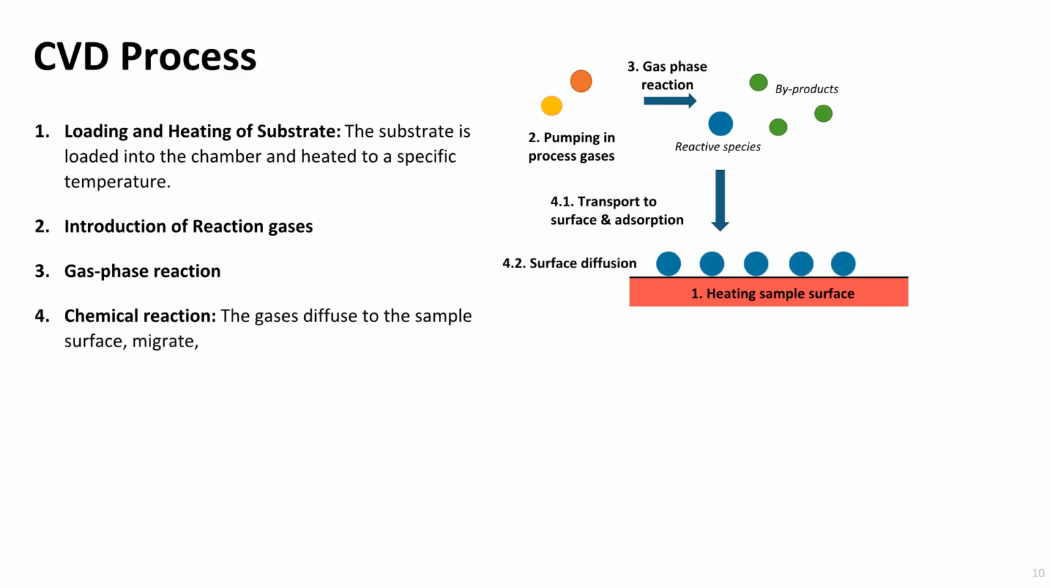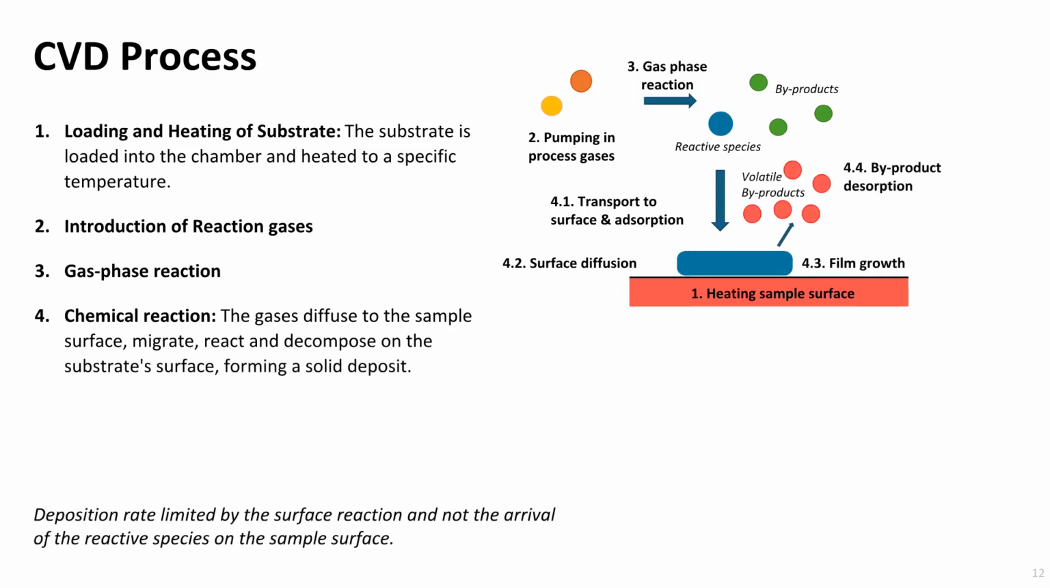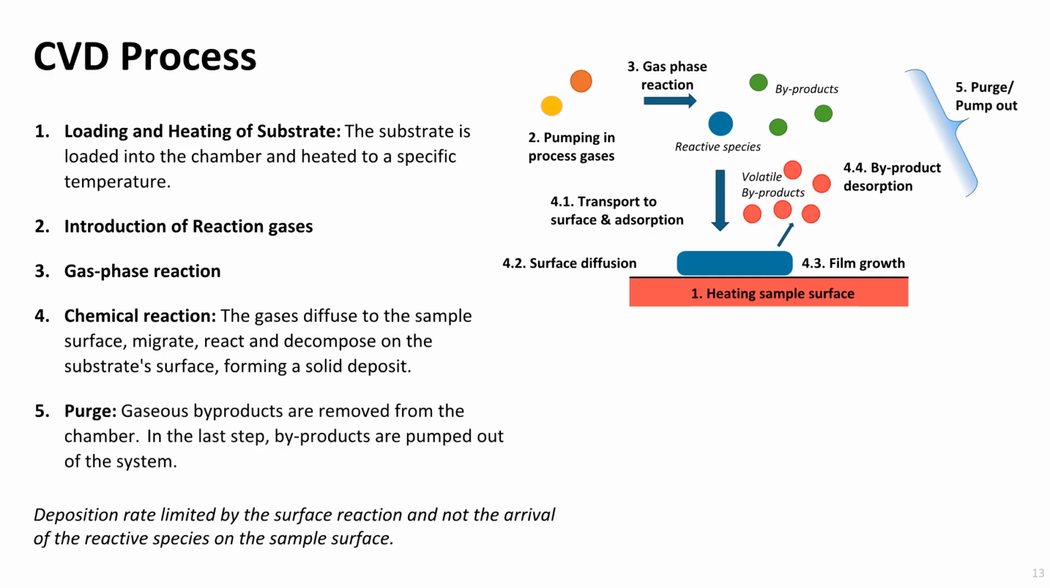Adsorbed molecules migrate across the surface to find suitable growth sites. A chemical reaction occurs between adsorbed molecules and the substrate, or among adsorbed molecules, leading to film formation and volatile byproducts of the chemical reaction. Please note that the deposition rate is limited by the surface reaction and not the arrival of reactive species on the sample surface. In the last step, byproducts are pumped out of the system.